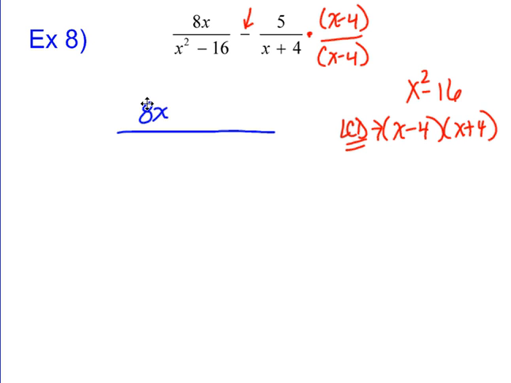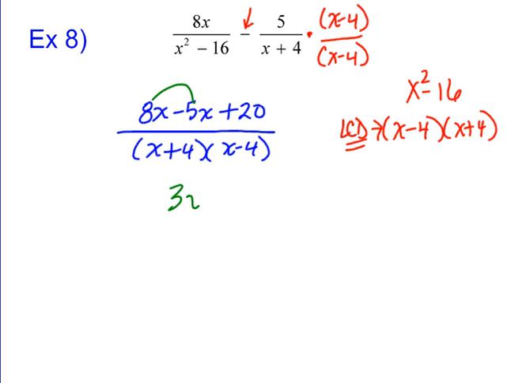So we want to make sure that we're putting the right terms in the numerator. We're going to keep the 8x. 5 times x is 5x, but I need the opposite of it, so it's negative 5x. 5 times negative 4 is negative 20. The opposite of negative 20 is positive 20. Again, our denominator, x plus 4 times x minus 4. We're going to combine like terms. 8x minus 5x is 3x. We get 3x plus 20 divided by x plus 4 and x minus 4.